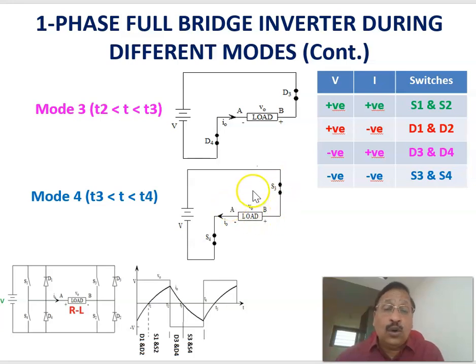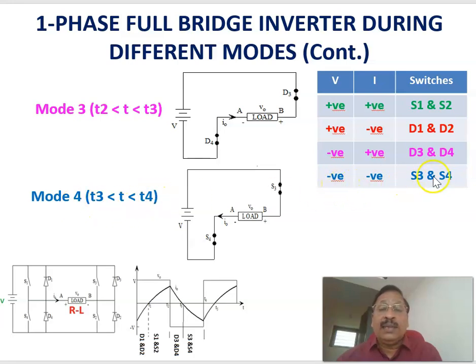No, this current is opposite, because this current is negative; what we consider positive current is opposite. Therefore, the current is negative. At the same time, the voltage is also negative. Here you are getting plus and here minus, which is opposite to what we consider positive voltage, so it is negative voltage, and the current in this direction means negative current. You are getting a negative voltage, minus V, as well as negative current through the RL load. That corresponds to mode 4, that is T3 to T4.